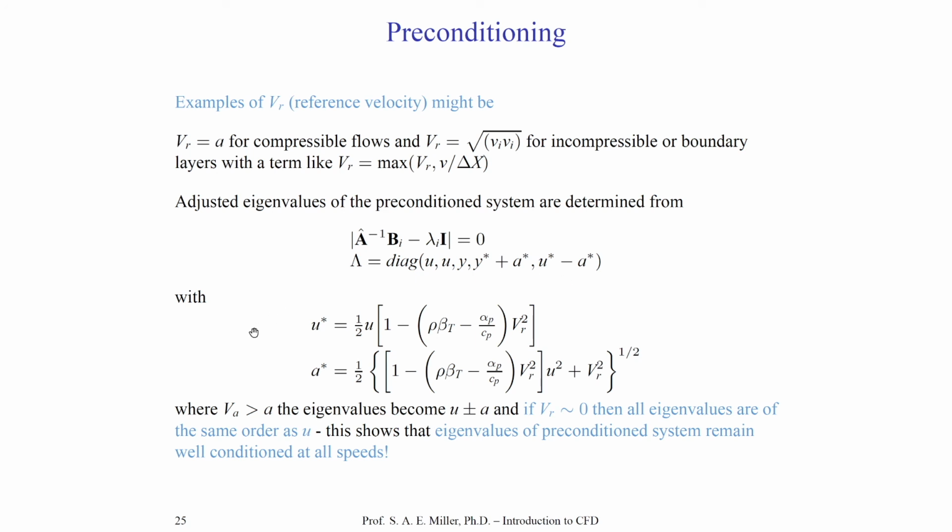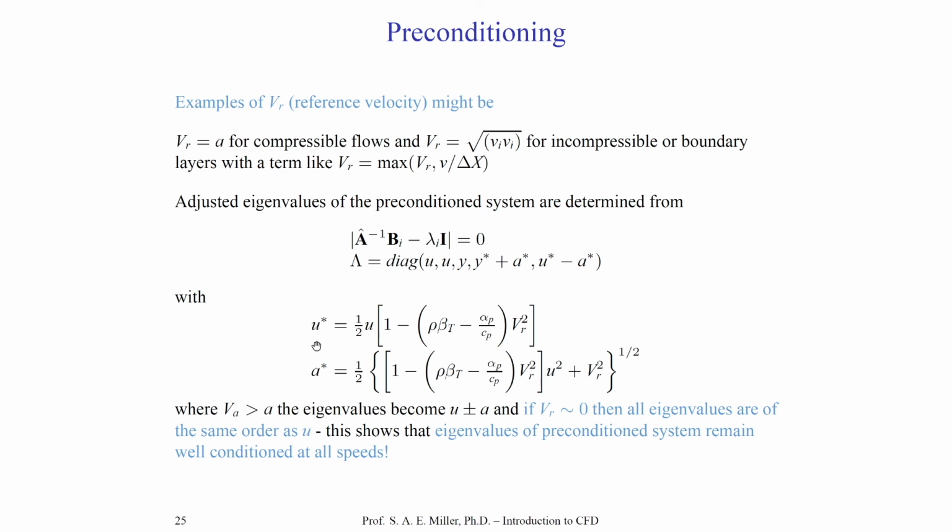We've now defined two new variables, y star and u star. Now capital lambda we'll introduce as the diagonal matrix of the eigenvalues of the system, as u, u star plus the speed of sound star, a star, and u star minus a star. So the three eigenvalues are u, and the last two are u plus the speed of sound and u minus the speed of sound.